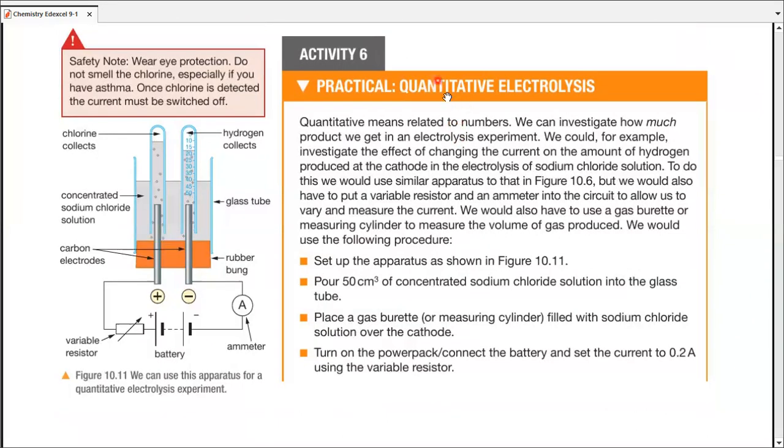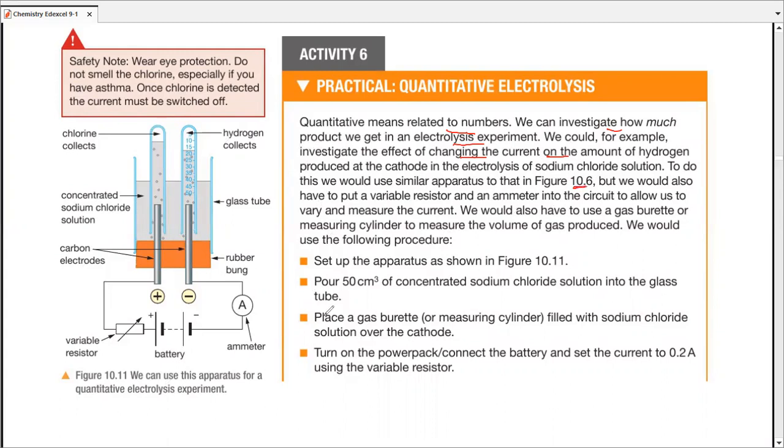Okay, so moving on, this starts with the same thing related to numbers; how much is what we are going to investigate. For example, investigate the effect of changing the current on the amount of hydrogen. If we increase the current, do we produce more hydrogen? That could be a very simple question that we can answer with the help of quantitative electrolysis.